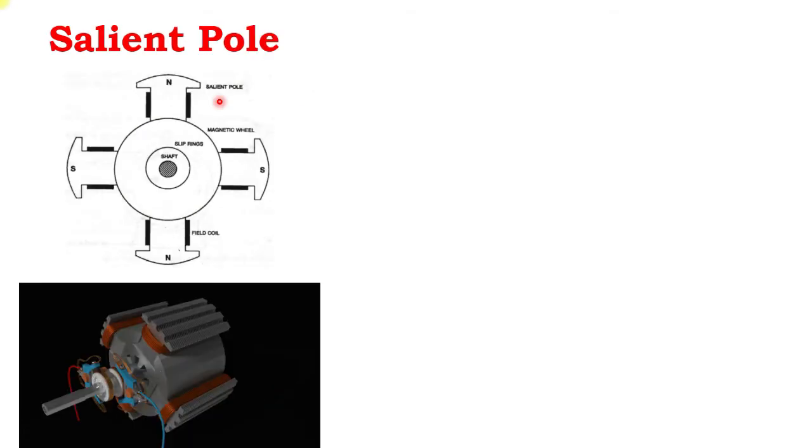Now we'll see the rotor. As you know, the rotor is the rotating part of the machine. Here two types of poles are available. The first pole is called salient pole. Salient means the poles are projecting out from the magnetic wheel. You can see here, this is the magnetic wheel. The poles are projecting out from the magnetic wheel, and these poles and the magnetic wheel are fitted together using nuts and bolts.